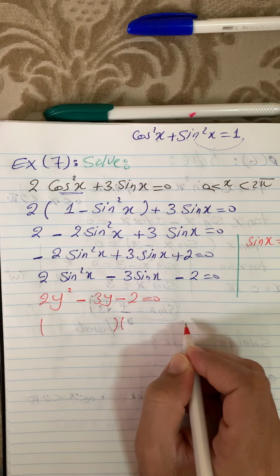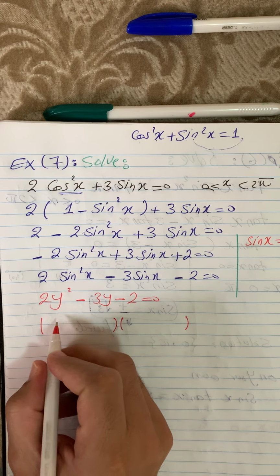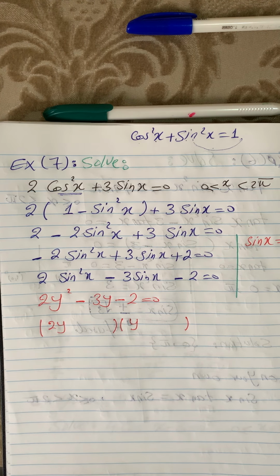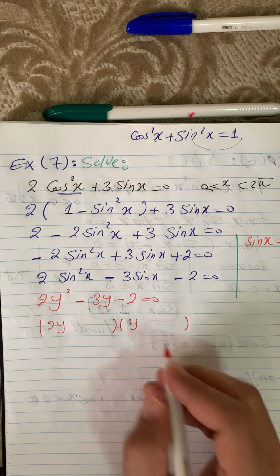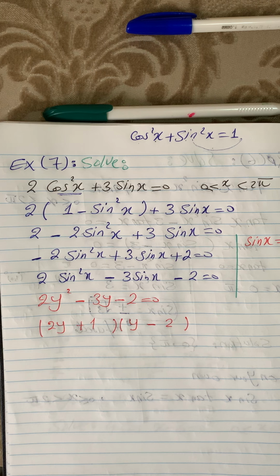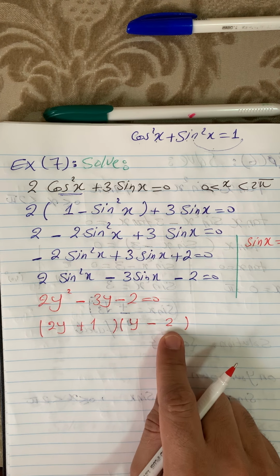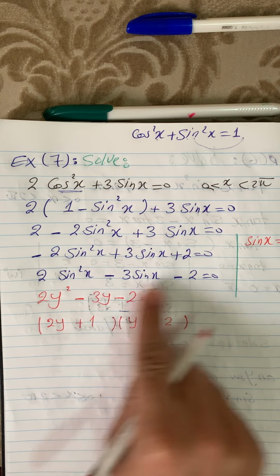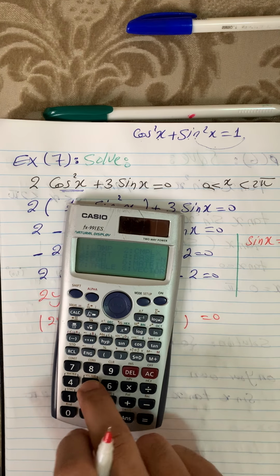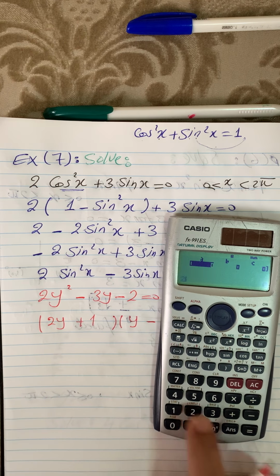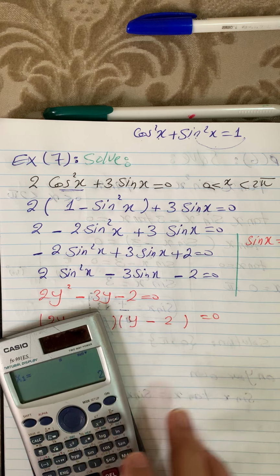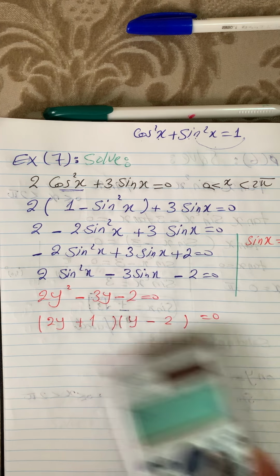By factoring, we are going to get 2y and y. We need negative 4, so we have here negative 2 and here positive 1. So 2y plus 1 and y minus 2. 2 times negative 2 is negative 4, negative 4 plus 1 is negative 3. Okay, now it's correct. If you want to make sure, just put it on the calculator: 2, negative 3, negative 2. We are going to get y minus 2 and negative half, which means 2y plus 1.